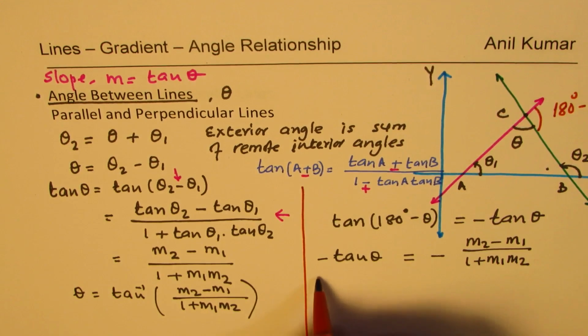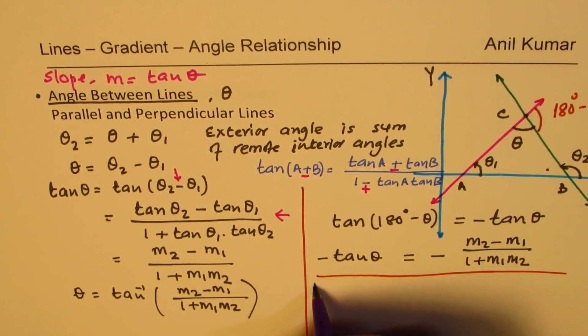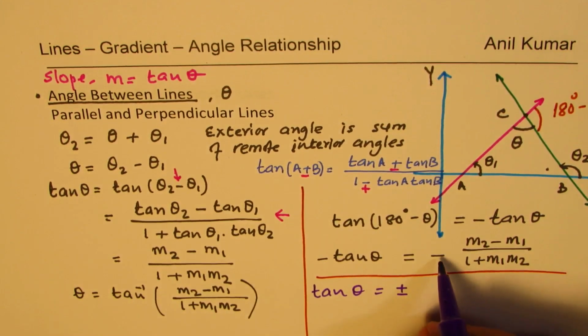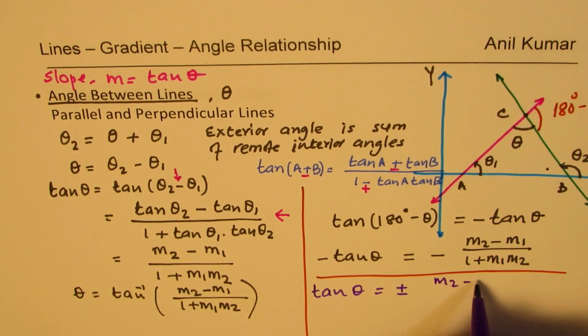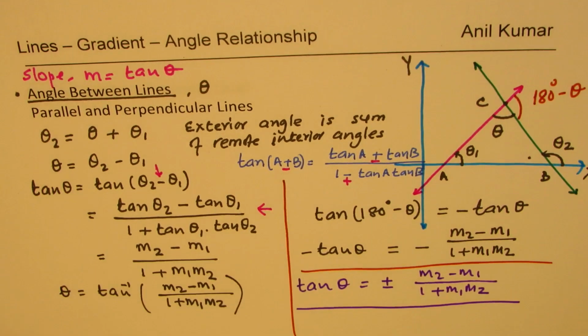Now combining these two, since we know the angle could be an obtuse angle or an acute angle, the general expression could be written as tan theta equals plus or minus, right? It could be negative or positive, m2 minus m1 over 1 plus m1 m2. Is that clear? So that becomes a very important relation for us to find the angle between the two lines. Is that clear, right? So now we understand how to find the angle between the lines.